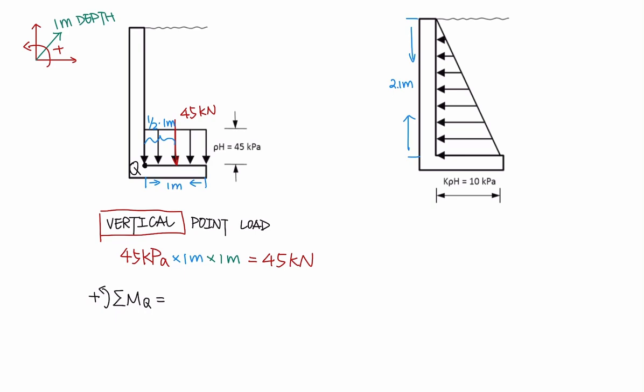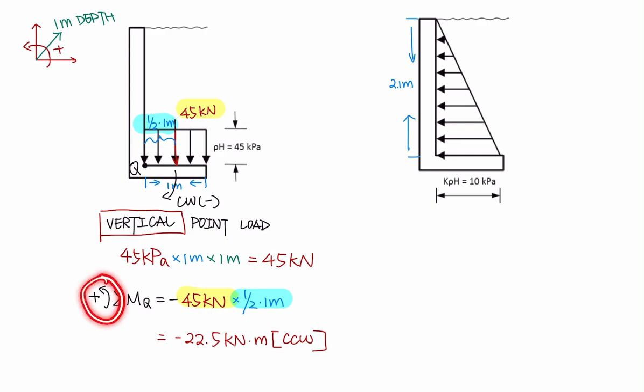Vertical point load is acting downward, which provides a clockwise moment. Therefore, the moment about point Q due to the vertical point load will be a negative 45 kilonewtons times the distance, 1/2 times 1 meter, which we will get a negative 22.5 kilonewton meter counterclockwise. This is negative only when it's counterclockwise. We can also write it as 22.5 kilonewton meter clockwise.